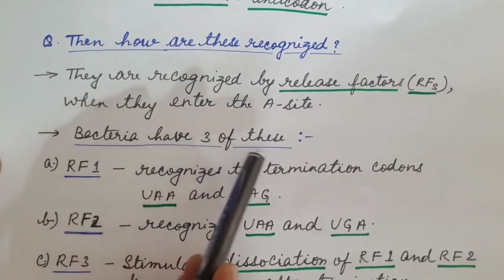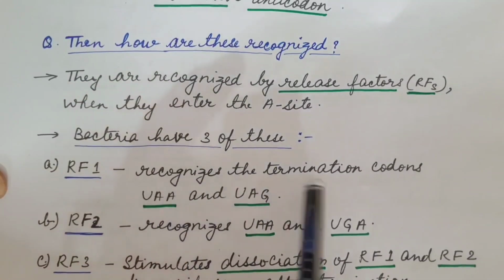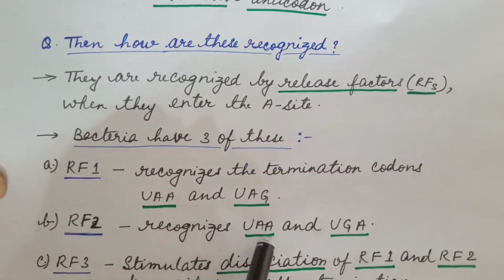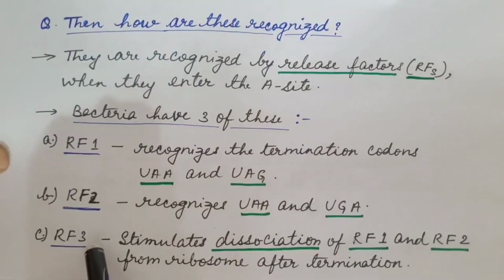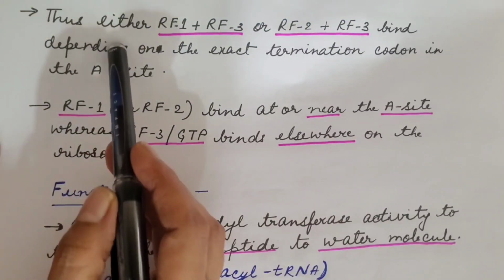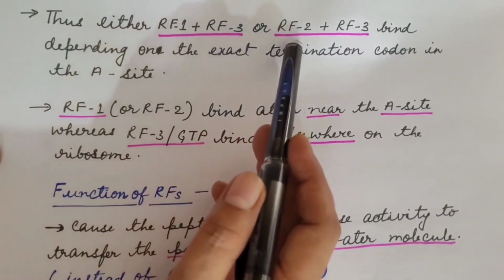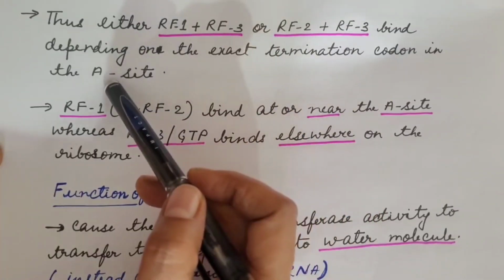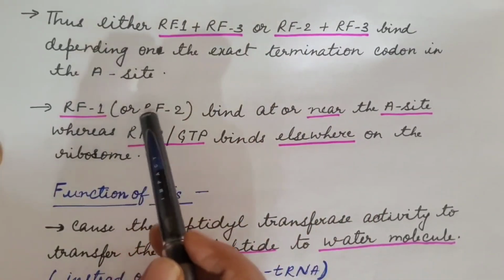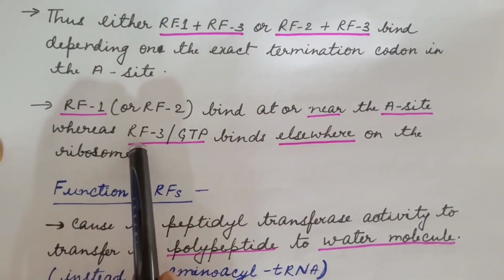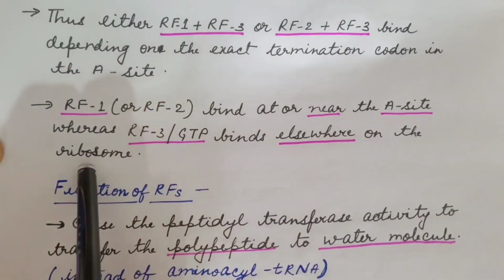Bacteria have 3 of these. RF1 recognizes termination codons UAA and UAG. RF2 recognizes UAA and UGA. RF3 stimulates dissociation of RF1 and RF2 from the ribosome after termination. Thus, either RF1 plus RF3 or RF2 plus RF3 bind, depending on the exact termination codon in the A site. RF1 or RF2 bind at or near the A site, whereas RF3 GTP binds elsewhere on the ribosome.